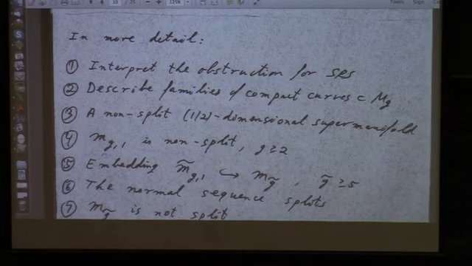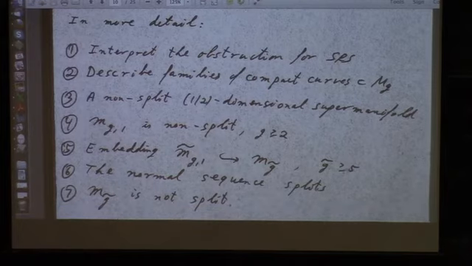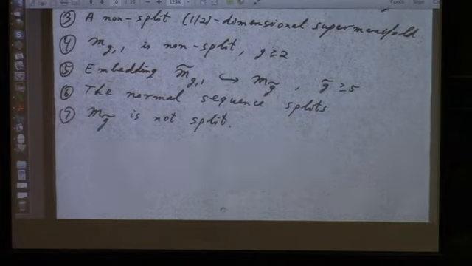And by jazzing that up, we'll show that M_{g,1} is non-split when the genus is at least 2. And then I'll show you how to embed M_{g,1}, maybe with some étale cover, into M_g tilde for any g tilde that's 5 or more. And then we show that the normal sequence splits, so we conclude that the big space is not split.